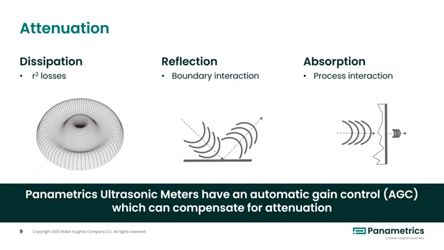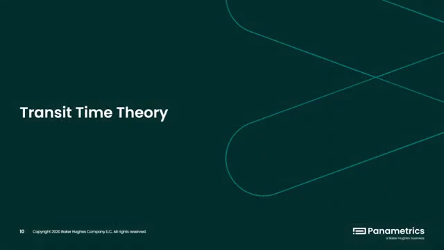Each ultrasonic flow meter by Panametrics has an automatic gain control, or AGC, which controls the amplitude of the transmitted signal to compensate for attenuation in varying flow conditions. However, there is always a point where too much attenuation is simply too much to overcome. With those fundamental terms and definitions aside, let us look at how a Panametrics ultrasonic flow meter operates using this transit time theory.